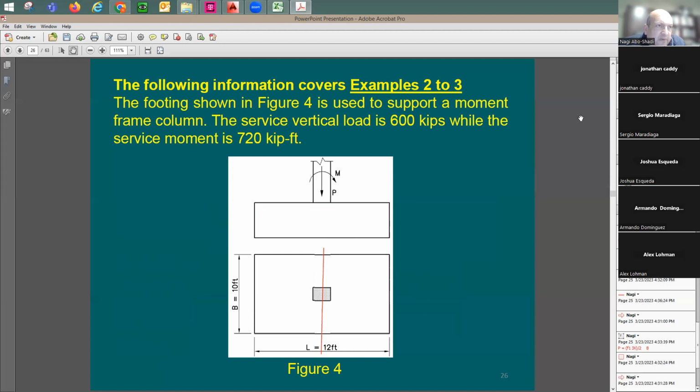So the S value, I'm going to say S equals BH squared, where B is 10 feet times 12 squared divided by 6. It is the section modulus because the moment is going to be happening this way. They say the surface vertical load, which means dead load plus live load, is equal to 600 kips, and the moment is 720. And you'd like to find out the stress distribution below the footing.